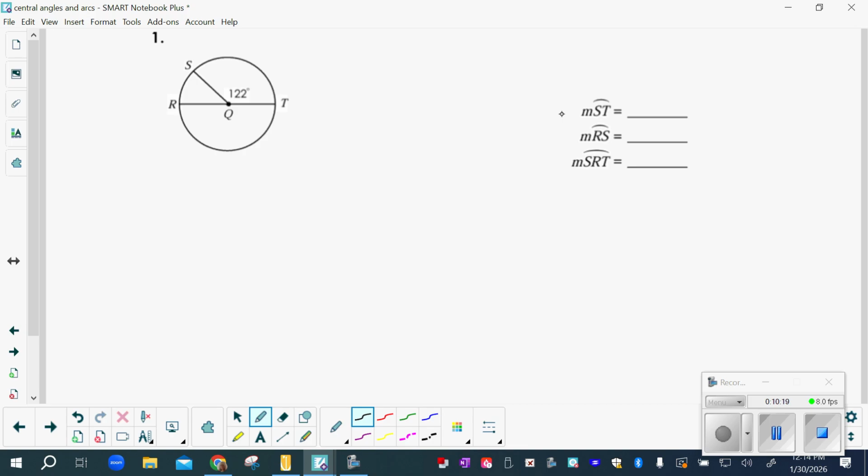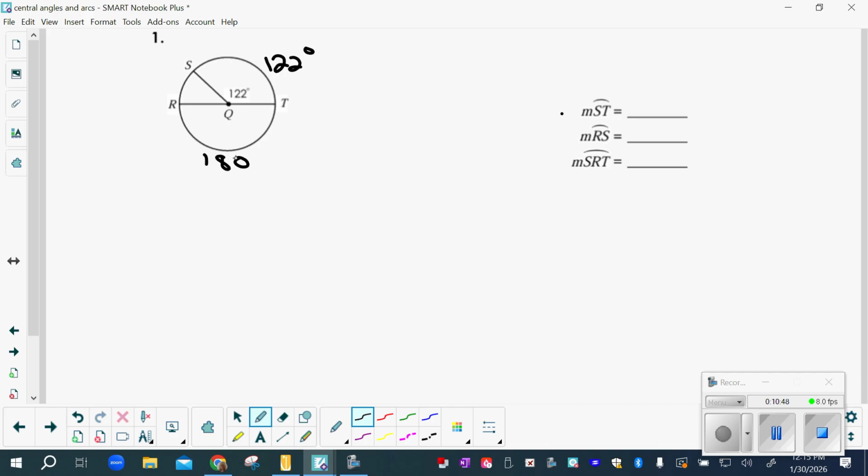If this is 122, then this guy is 122. The diameter cuts our circle in half. So if this is half of a circle down here and the whole thing is 360, what if you're a crappy skateboarder and can only go halfway around? 180.